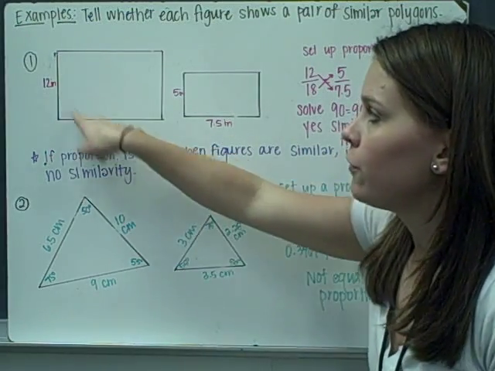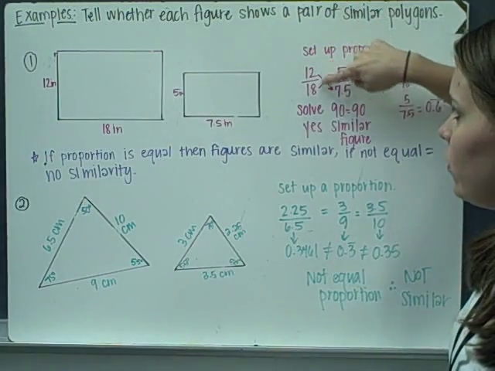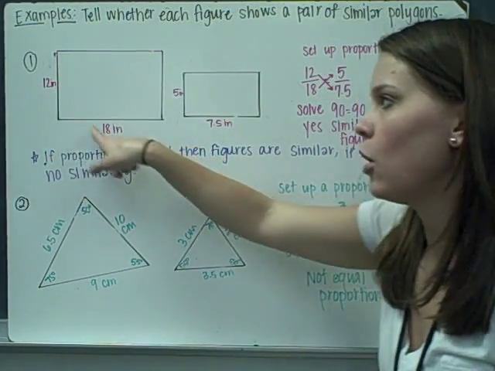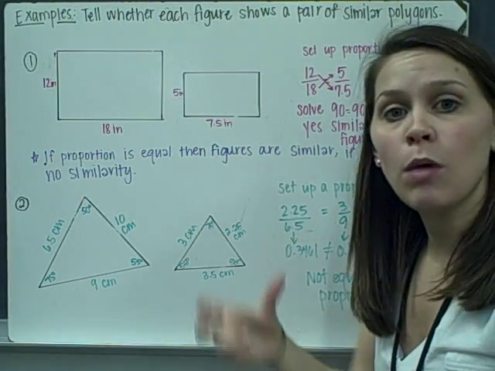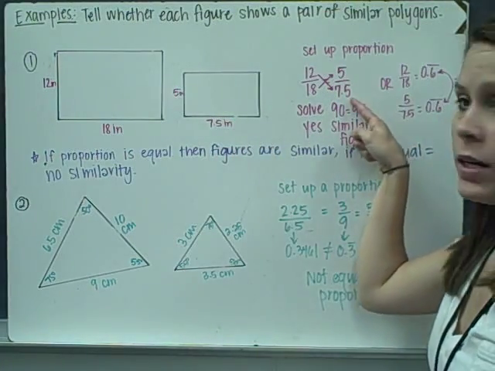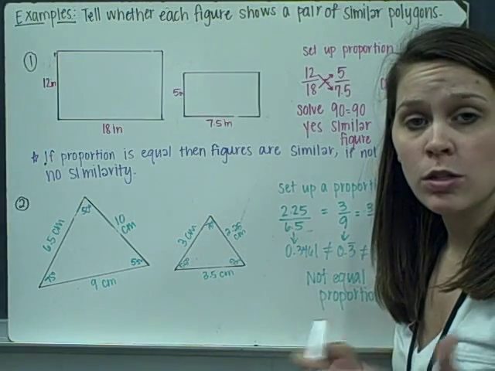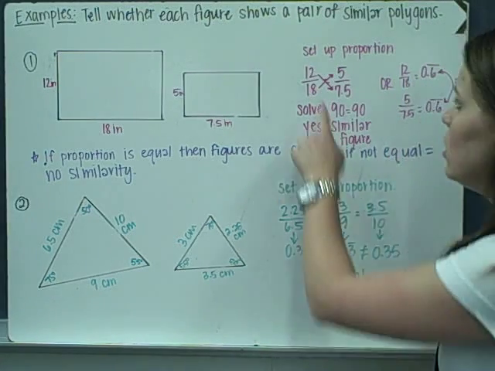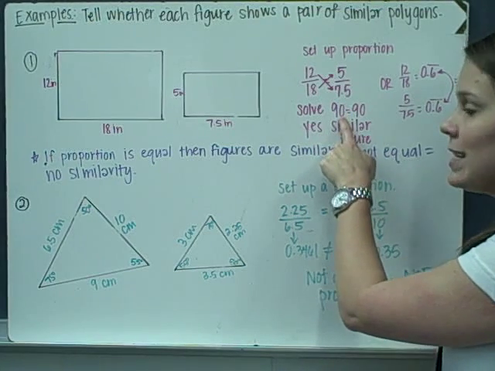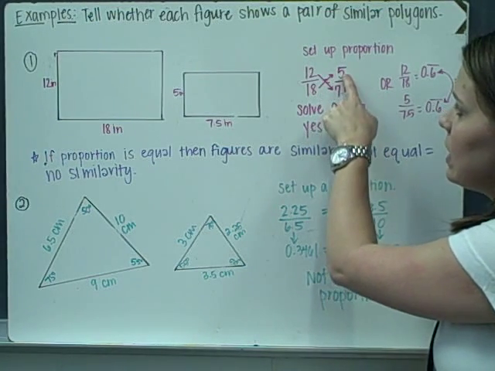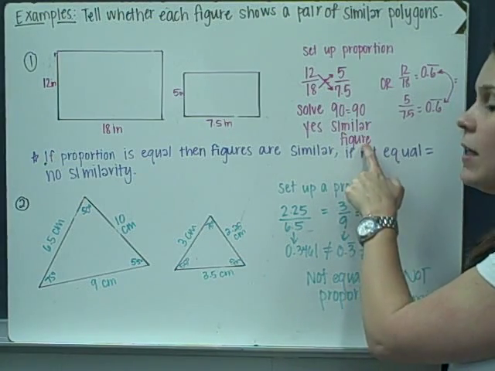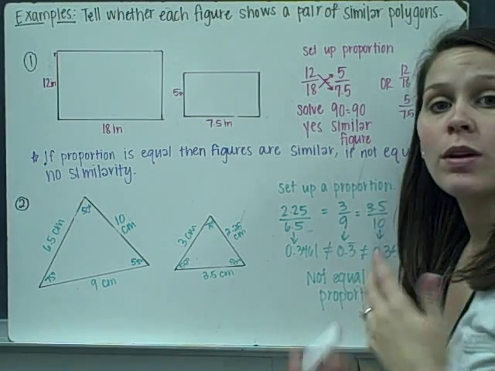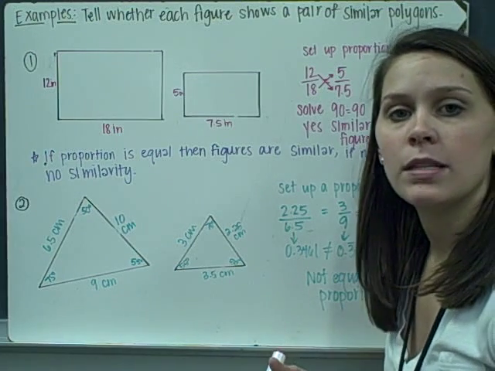So we have the first rectangle, 12 over 18. The width over the length should equal the width over the length of the smaller rectangle, 5 over 7.5. Well, you have a proportion, so to solve proportions, you cross multiply. So 12 times 7.5 is 90, and 18 times 5 is 90. Since these are equal to each other, they are similar figures. If they were not equal to each other, they would not be similar figures.